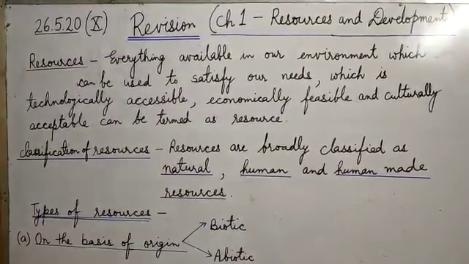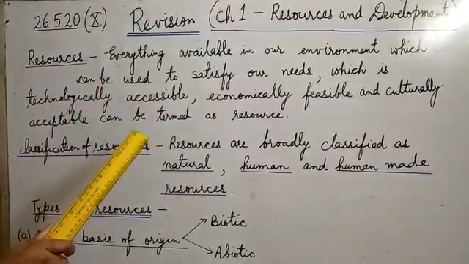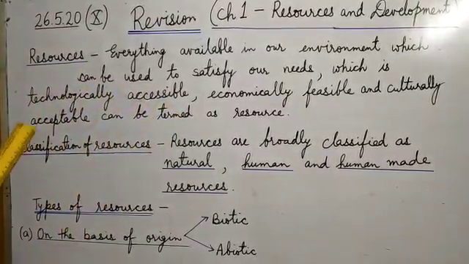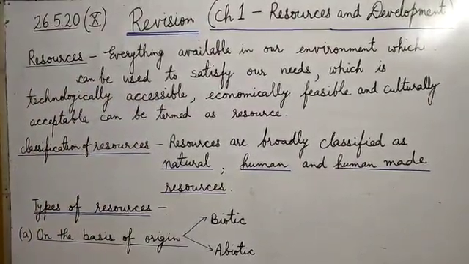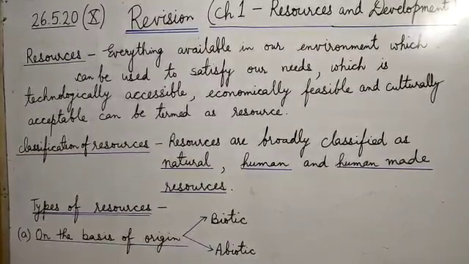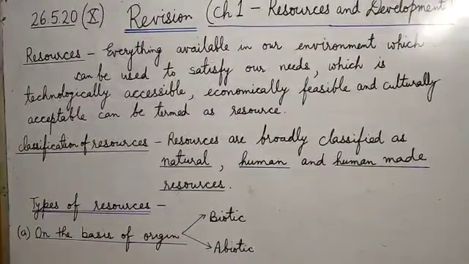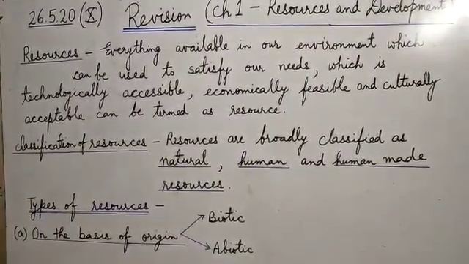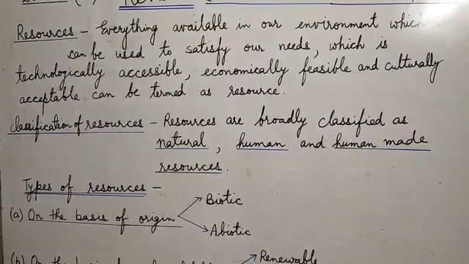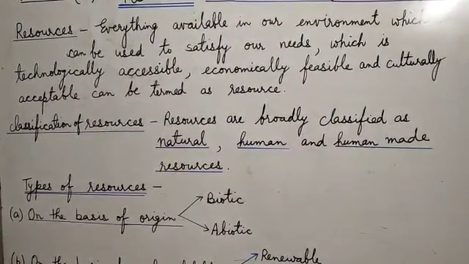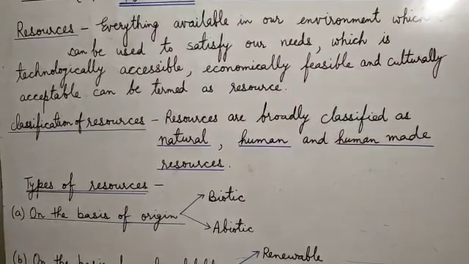So what are resources? Everything available in our environment which can be used to satisfy our needs, which is technologically accessible, economically feasible and culturally acceptable, can be termed as a resource. In simple language, the things used to satisfy our need are resources. Human beings themselves are essential components of resources, and with the help of technology and institutions, they transform materials available in nature into economically viable resources.